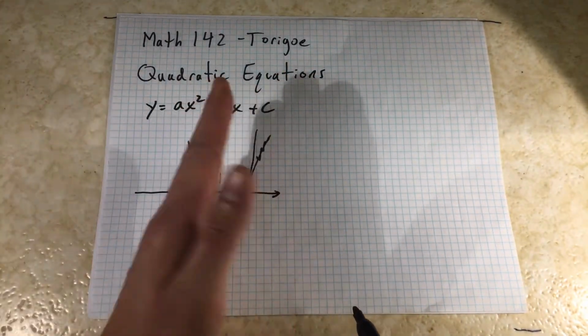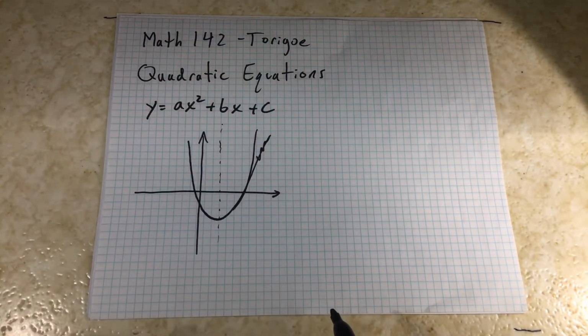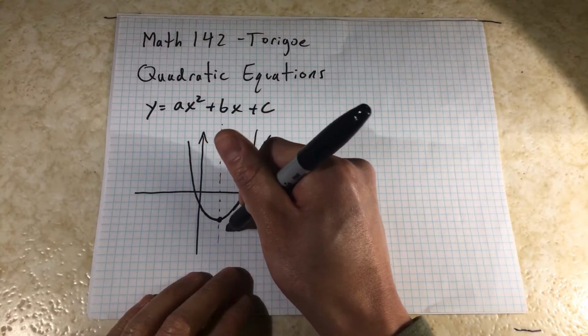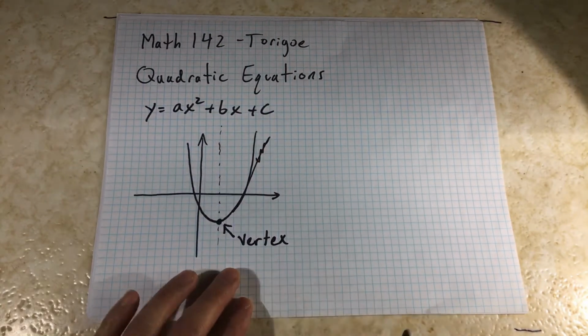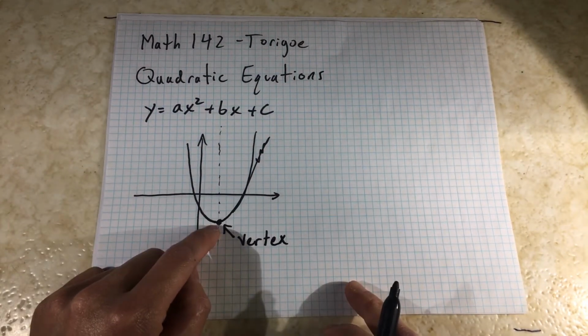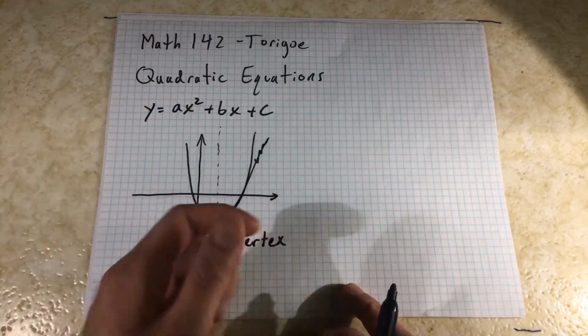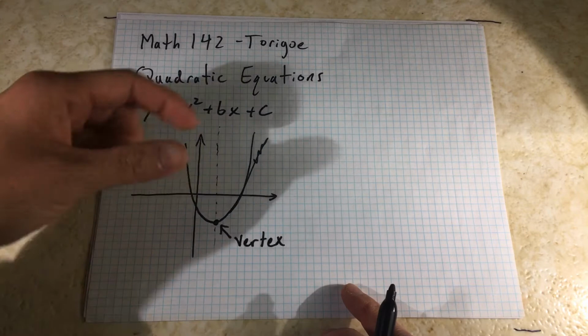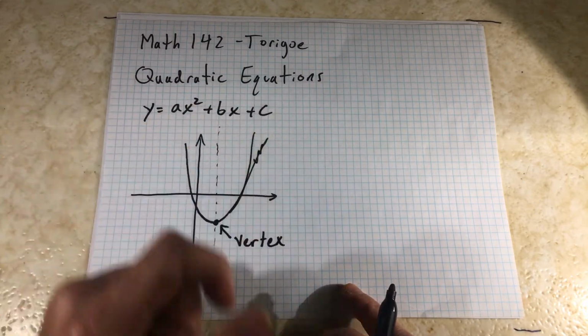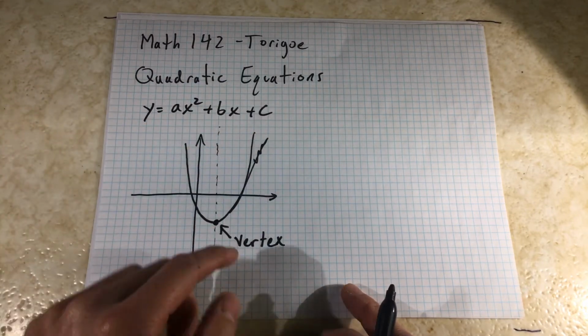So it's symmetric about that central vertical line that goes through this point right here, which is called the vertex. The vertex is that turnaround point. So this is concave up, and the lowest point would be the vertex. If it was concave down, shaped the other way, then the highest point would be the vertex. But it's that point where it turns around.